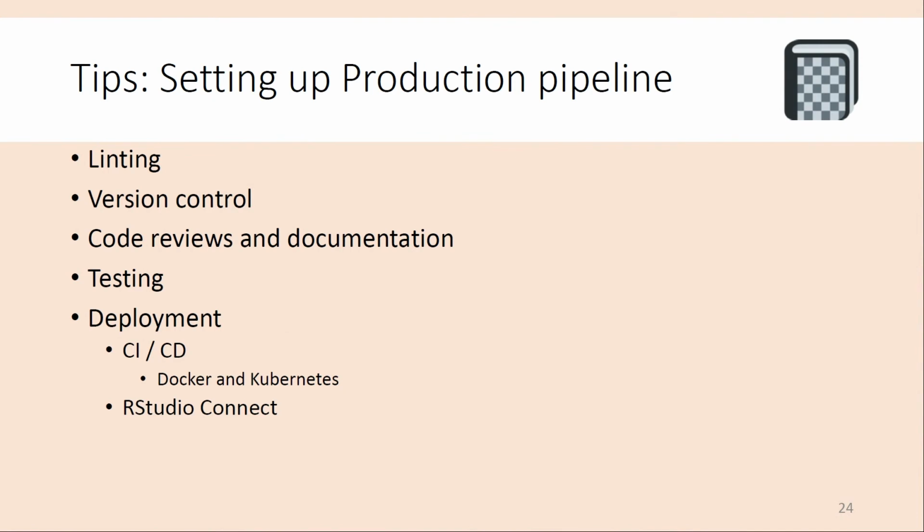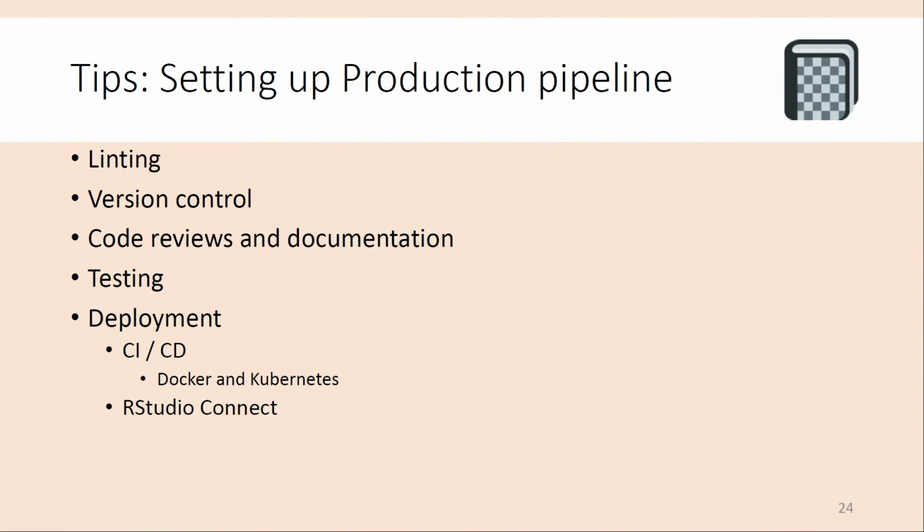Okay, so moving away from the tools and speaking now about a bit of maturity and tips, setting up this production pipeline. It largely speaks to if you have a development team, more than one person working on your Shiny dashboard. So what sort of standards can we put in place?